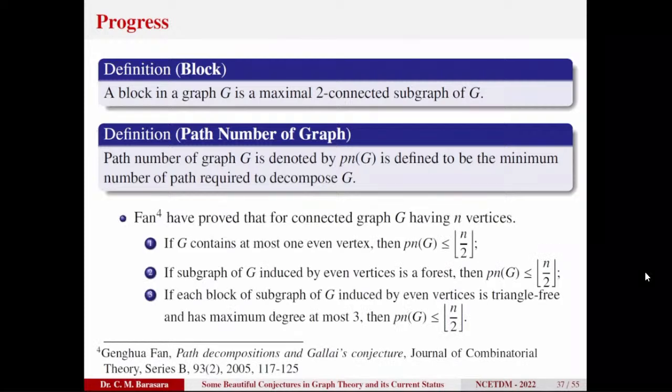And Fang has proved that a connected graph G having n vertices can be decomposed into at most floor of n/2 paths if it has at most 1 even vertex. And if the subgraph of G induced by even vertices is a forest, then also the result holds. And if each block of the subgraph of G induced by even vertices is triangle free and has maximum degree at most 3, then also the result holds.